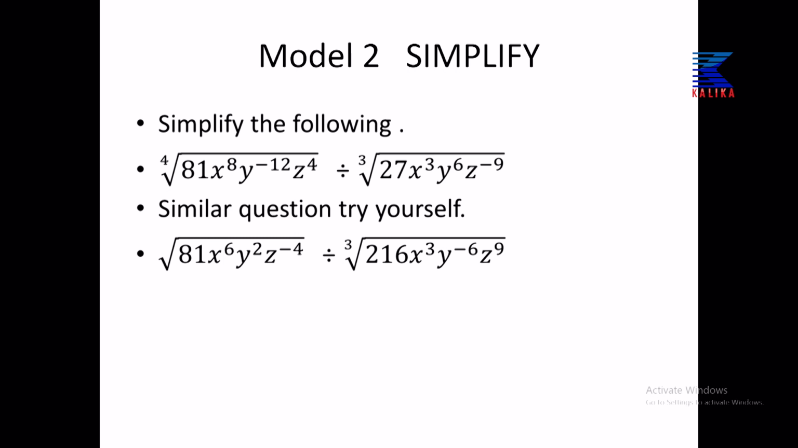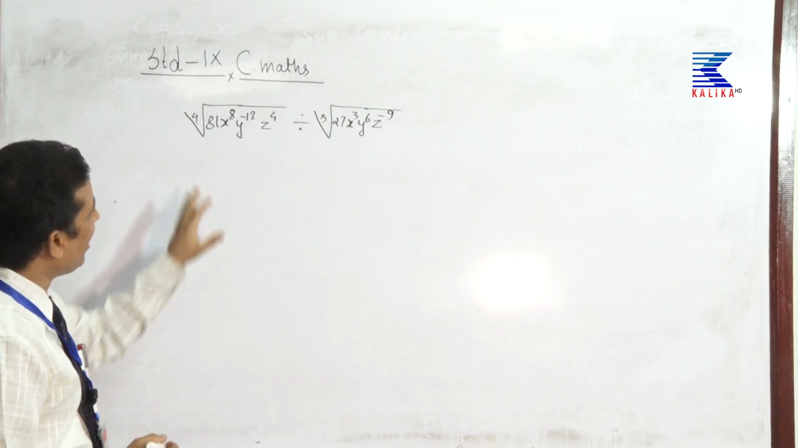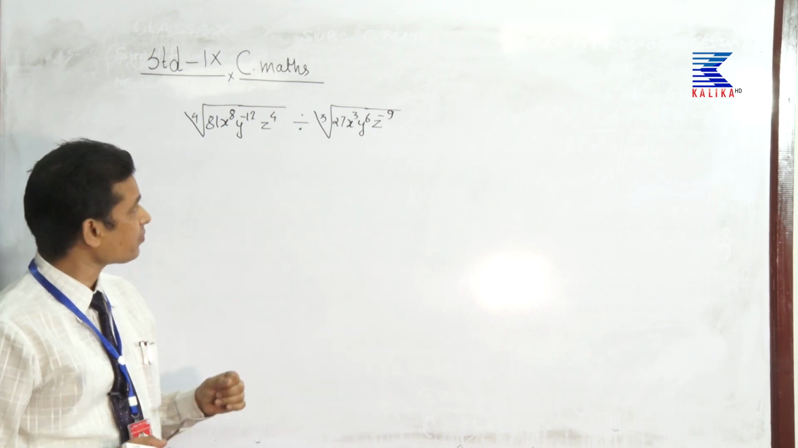(81) x to the power 8 y to the power minus 12 z to the power 4 divided by cube root 27 x cube y to the power 6 z to the power minus 9. And dear student, this first question I am going to do, and the second, similar question, is to try by yourself. So please look at the board, please. I am going to do the first question here. I have already copied the question.